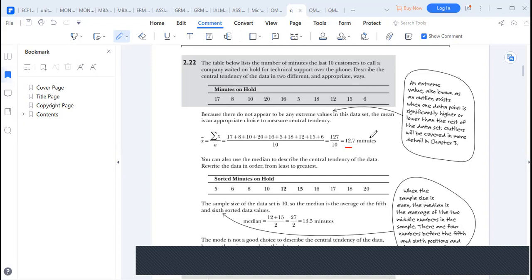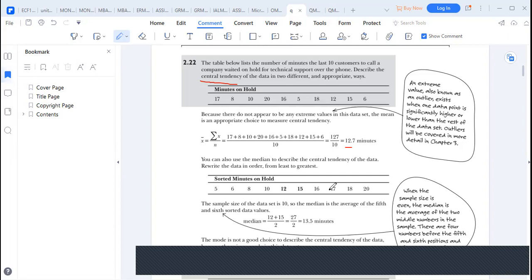The other way we could describe this statistic using central tendency is by finding the median. So the data has 10 data sets. First, we rearrange them. After rearranging them, this is 10. So half of 10 is what?